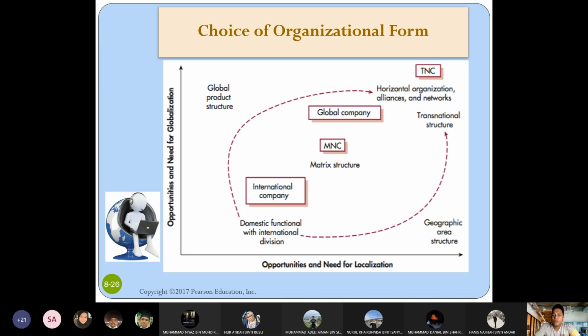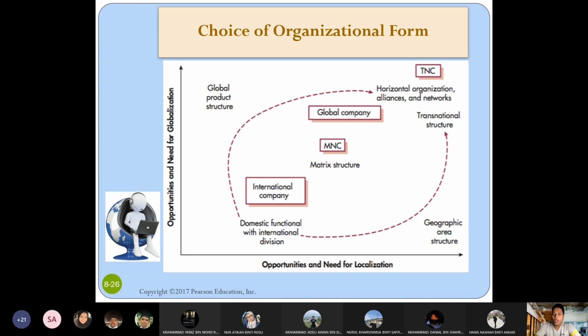So if your company chooses the product structure, it means the opportunities and need for globalization. If the organization chooses the area structure, you are more based on the need for localization. All right. So domestic functional with international division, they have the international company, and then the MNC or multinational corporation. If you're in the middle, between globalization and localization, you may prefer the matrix structure, and then for the global company, and also the TNC, or transnational corporation, they prefer the horizontal organization, alliances and networks, and a transnational structure. So that's the difference.